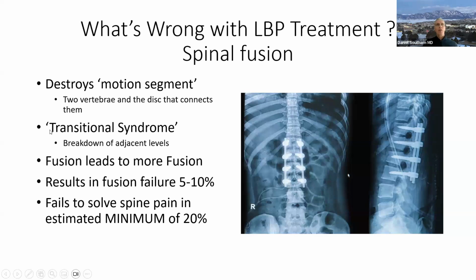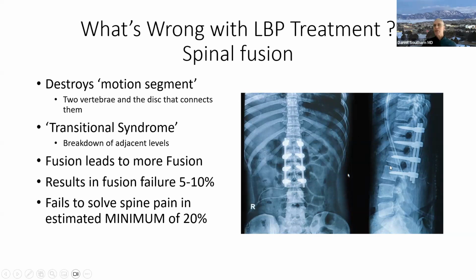Spinal fusion. Spinal fusion destroys the motion segment, which is two vertebrae with a disc that connects the two of them. And when you destroy a motion segment, you've done a bad thing in the lumbar spine. Because if the good Lord felt that fusing four vertebral bodies together with screws and plates, as pictured here, was a good idea, he'd have designed your spine in that manner.